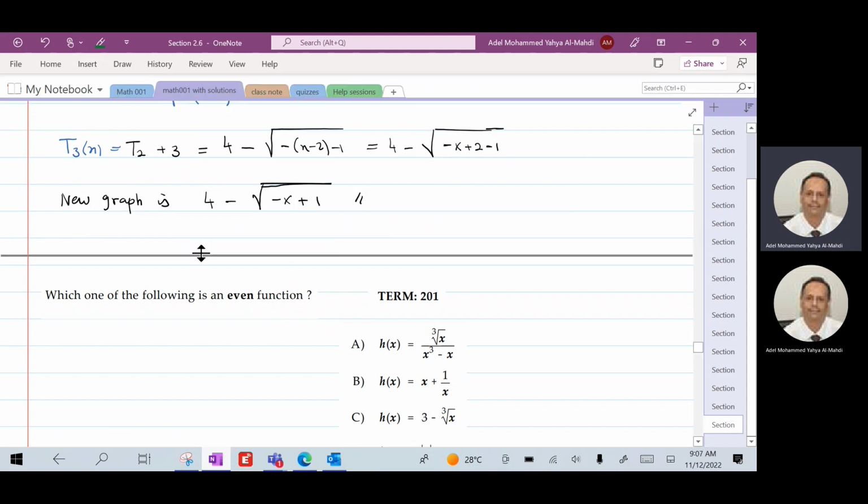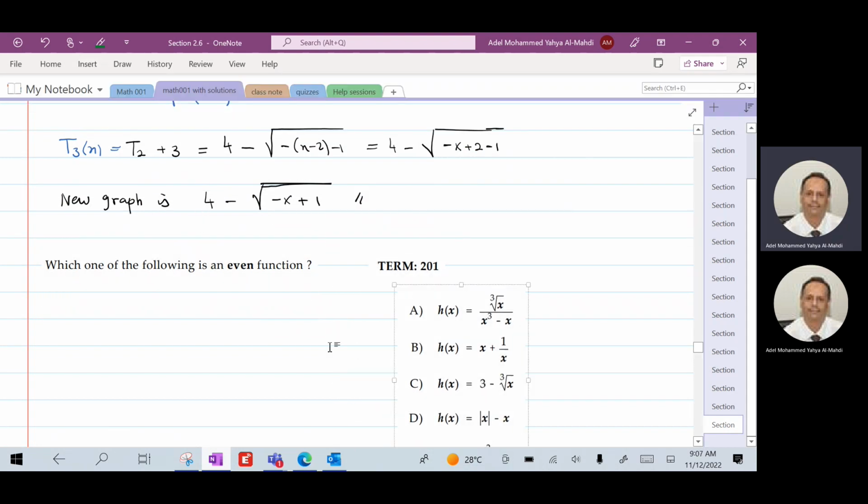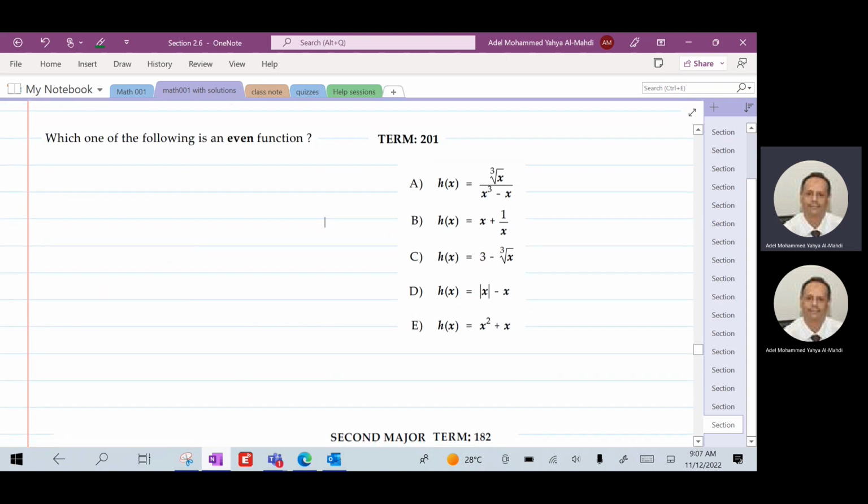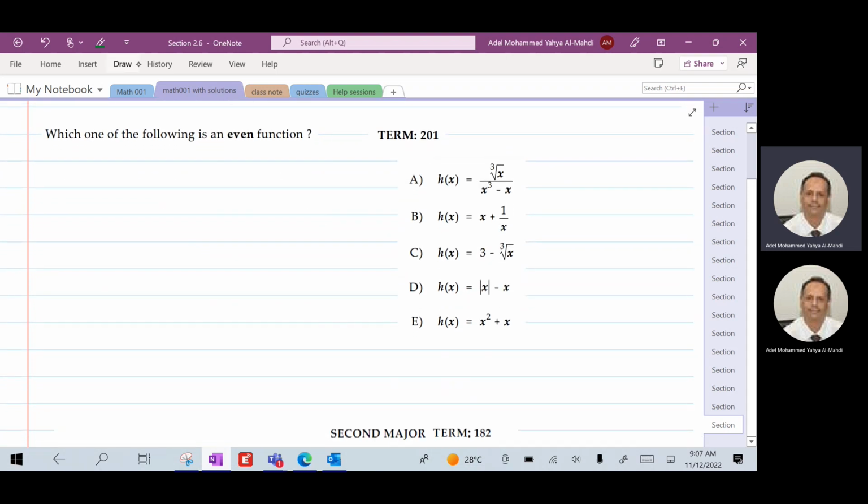This question was about even odd properties. He said which one is an even function. So we need to test the even odd properties. For example, let us start with A. If you need to test A, we replace every x by minus x and see. So for example here, the cube root of minus x over minus x to the power 3 minus minus x. Is it f or minus f or neither?